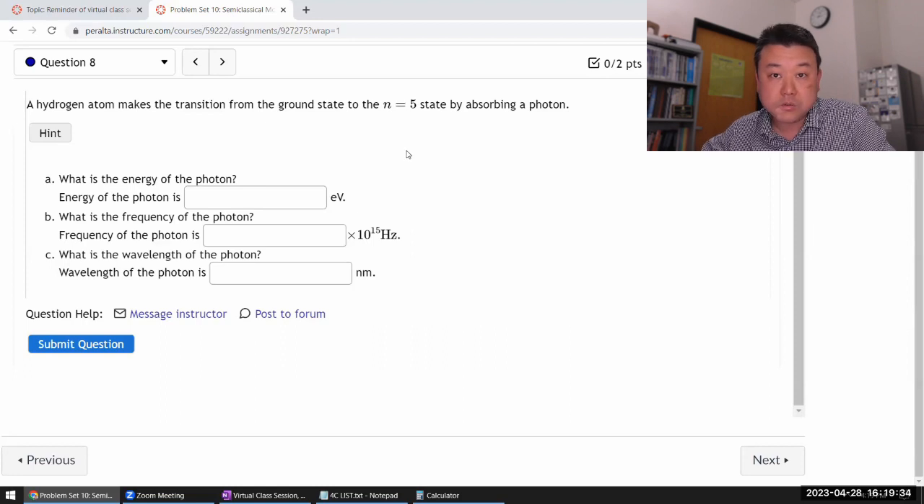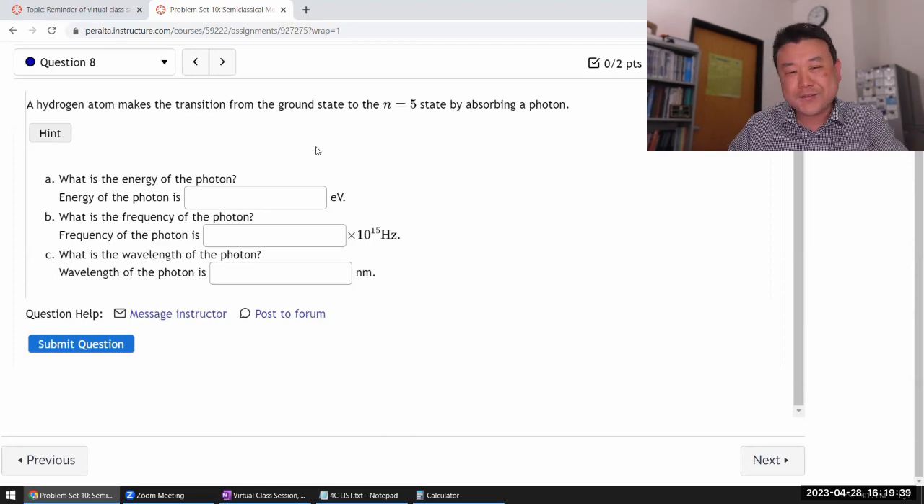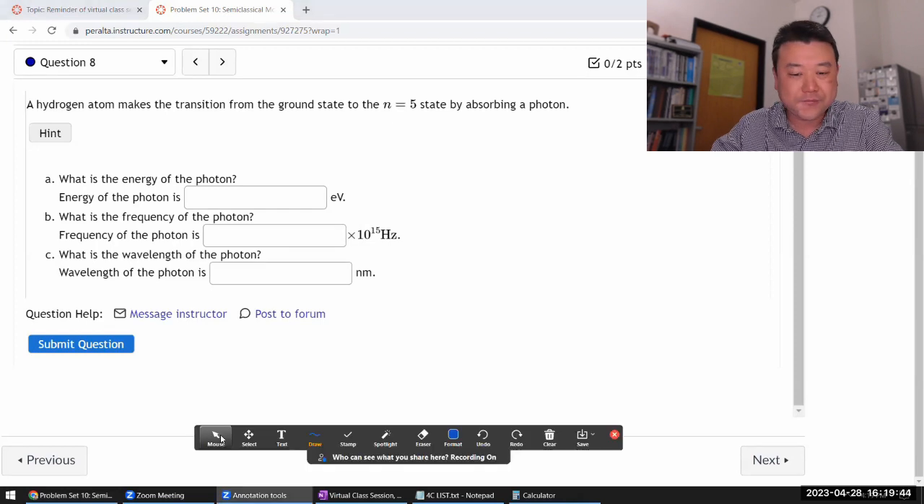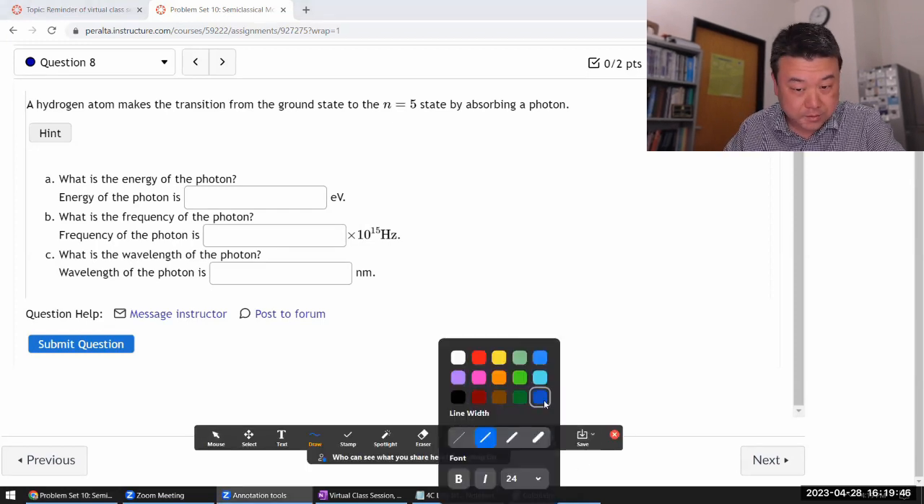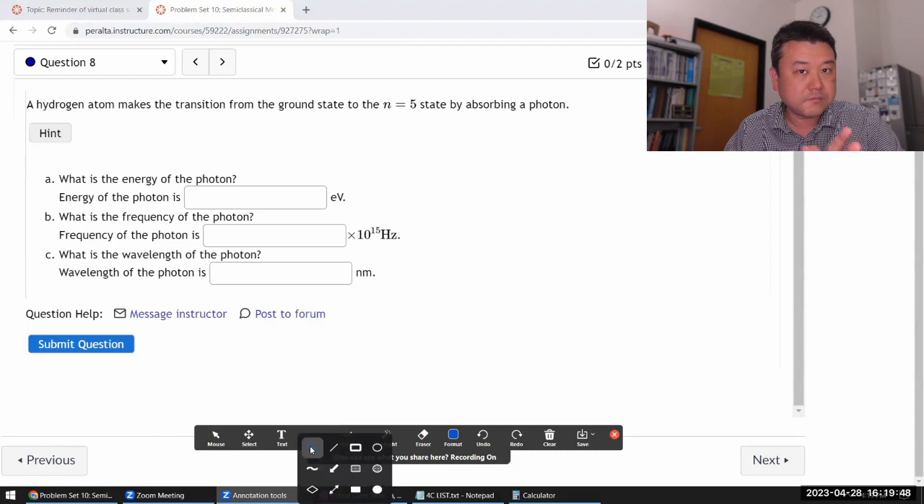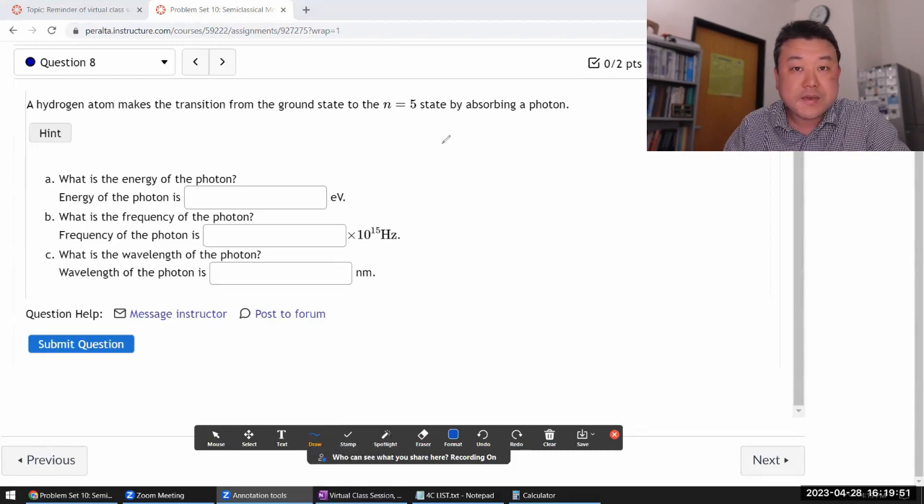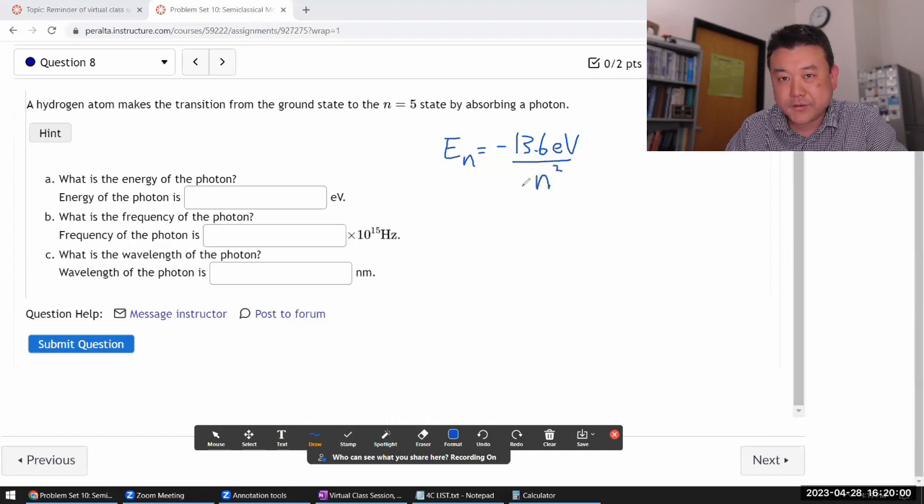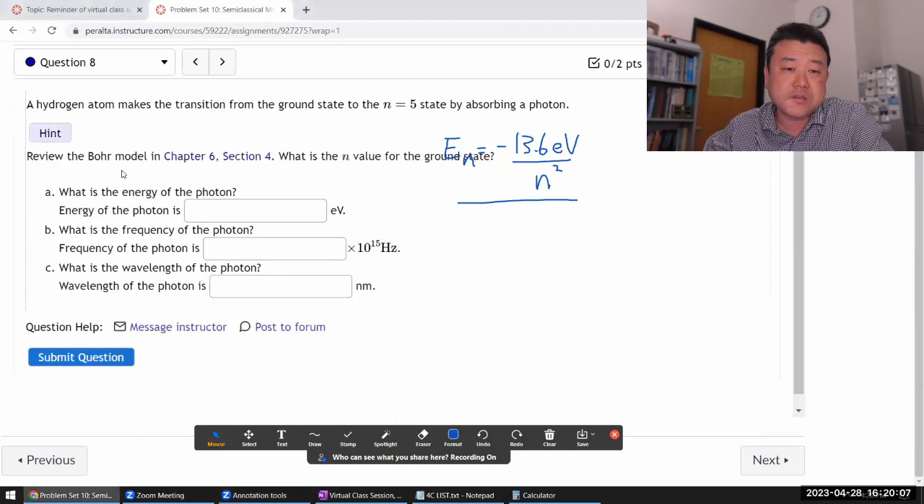So what I would recommend is, if you're like me, you might actually have this number memorized. For a hydrogen atom, with just a single proton at the center, its energy levels are given by minus 13.6 electron volt divided by n squared. It's just a number that I have memorized. Now, if you don't have it memorized, then you can easily look it up from the textbook section that's linked.